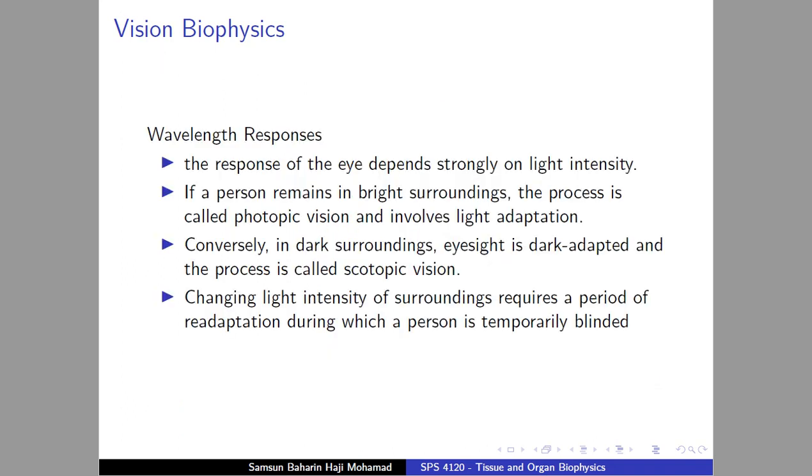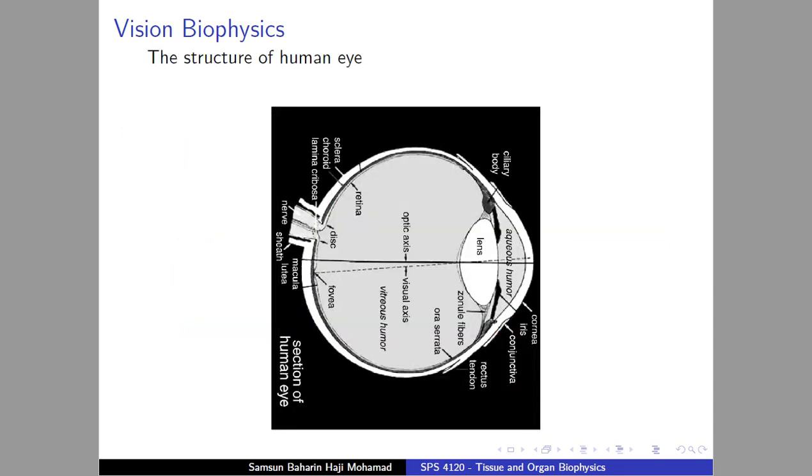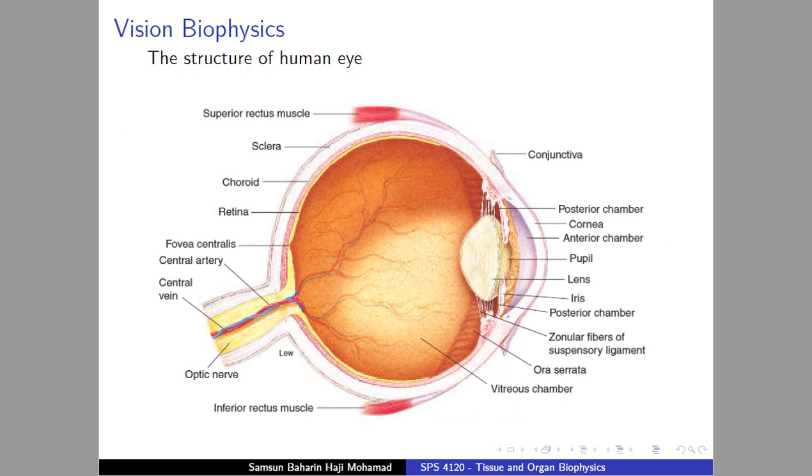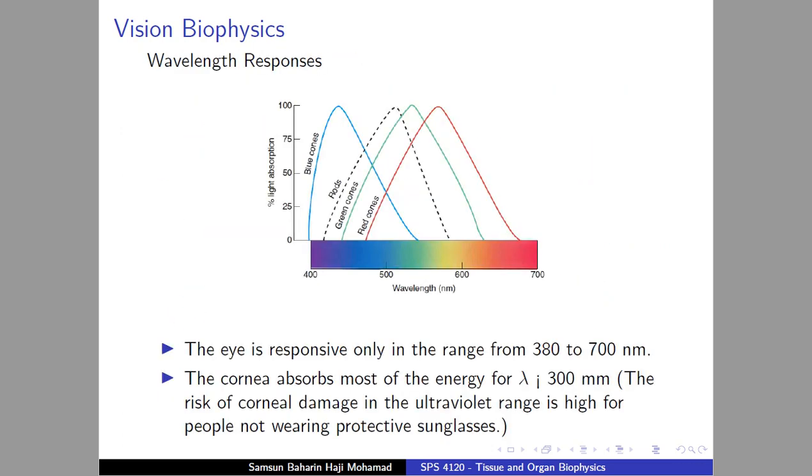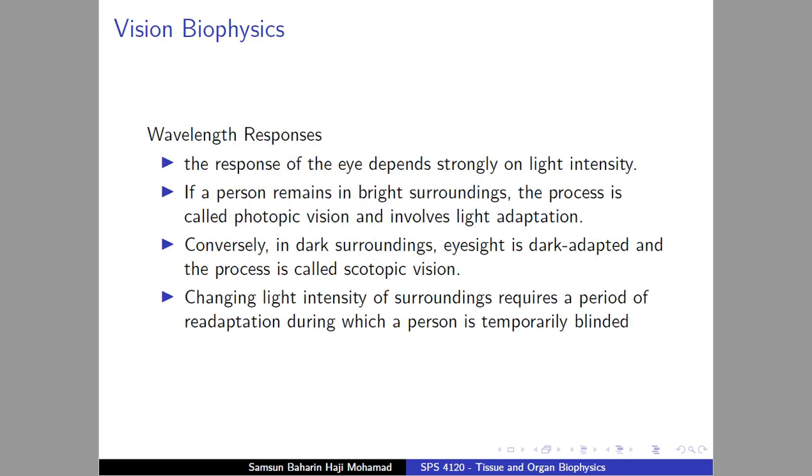The response of the eye depends strongly on light intensity. With high intensity of light, our iris will be smaller, and with low intensity of light, our iris will open wider. If a person remains in a bright surrounding, the process is called photopic vision and involves light attenuation. In a dark surrounding, the process is called scotopic vision.